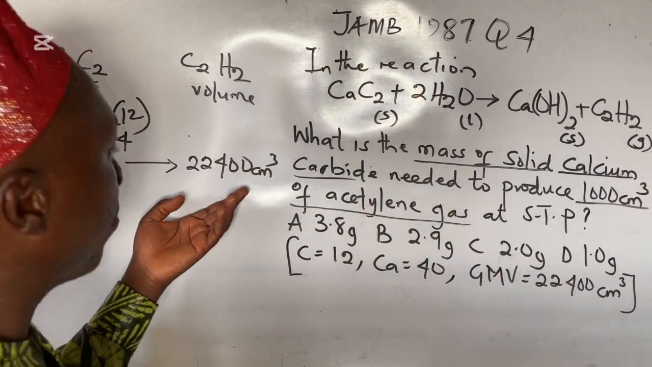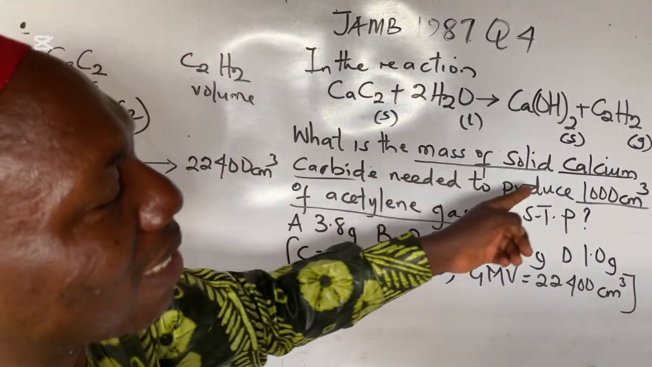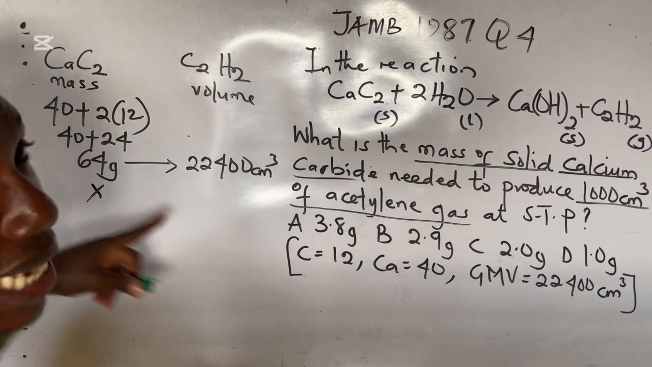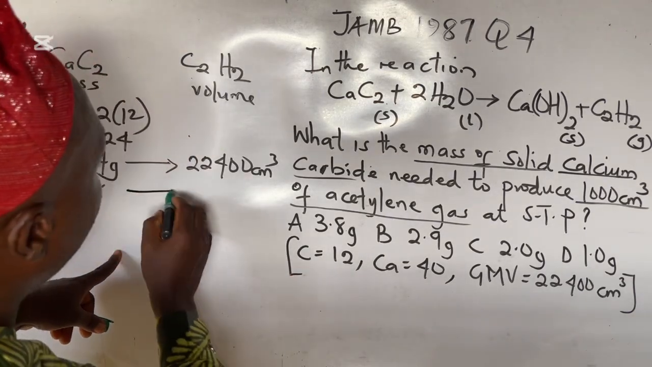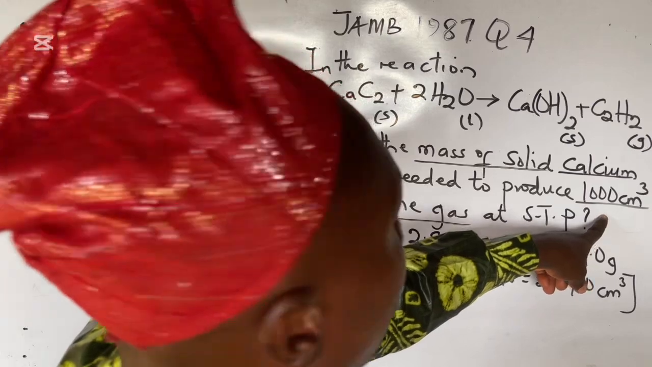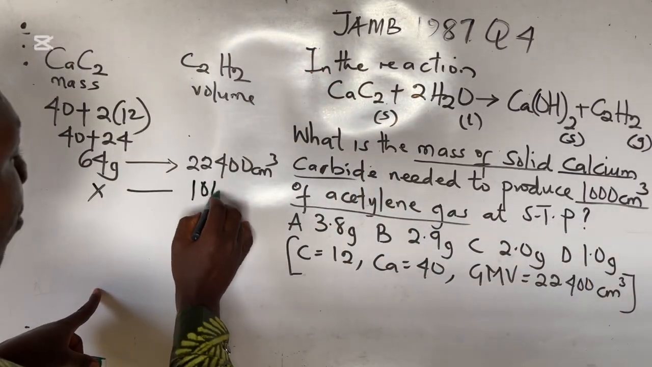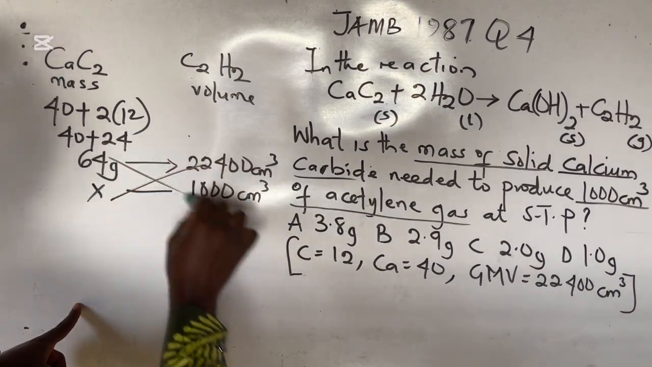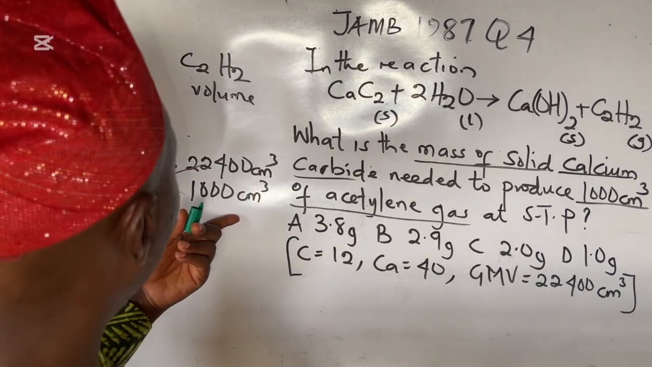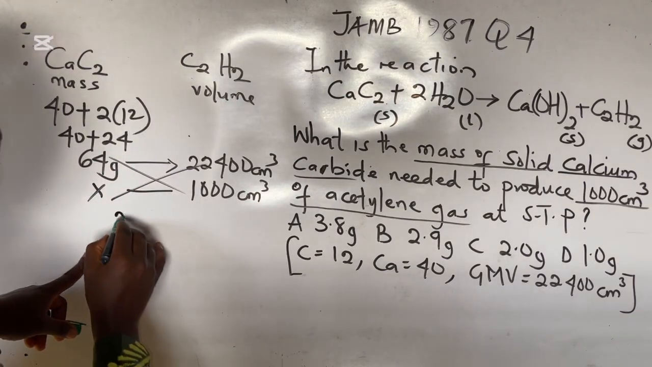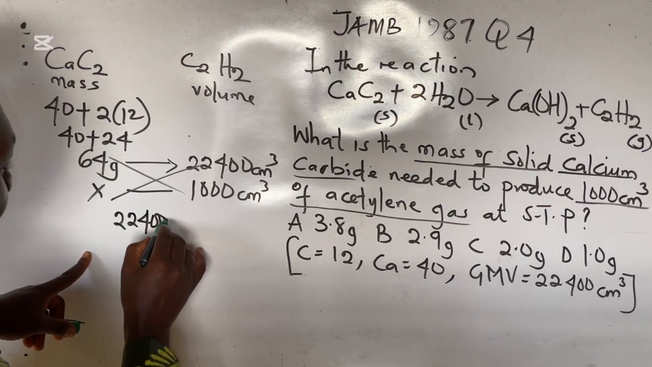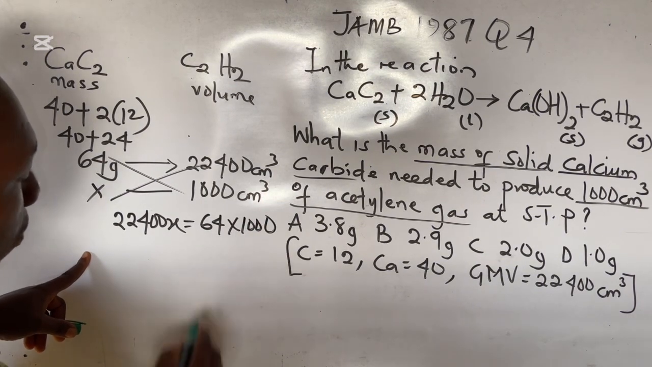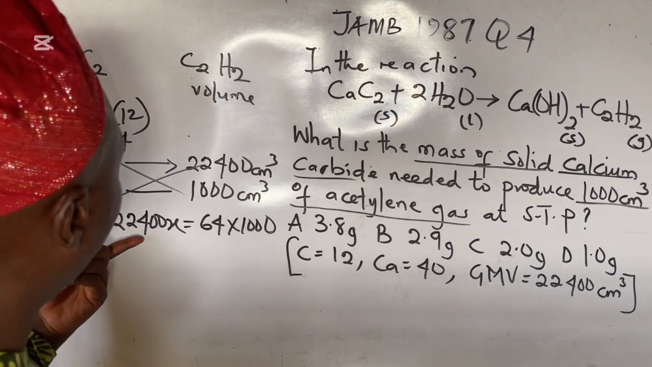The next thing is, what is the mass of solid calcium carbide? This is calcium carbide. You make it X. That's what the examiner asks us to get, and which will produce 1000 cm³ of acetylene. You write 1000 cm³ here. So you see that the rest is just to cross multiply. See as I'm solving it. Once you cross multiply, you have 22,400 X equals 64 times 1000. So you divide both sides by 22,400.